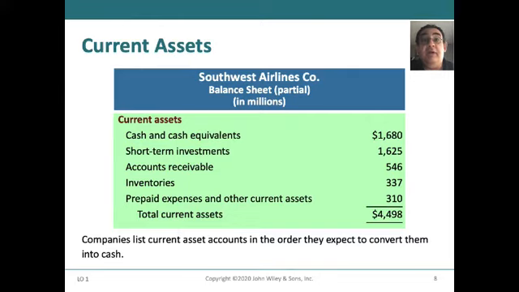And if you're looking at the scale, this is in millions. So Southwest Airlines' current assets total over $4,498 million. That's a lot of current assets. And once again, current assets are listed in the order they're expected to be converted into cash, or as we said in the last video, in order of liquidity.